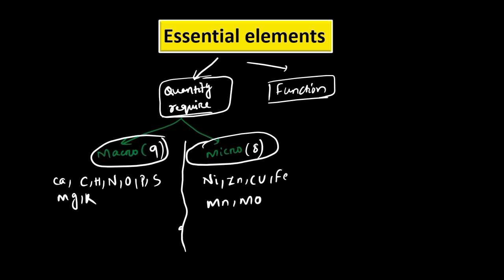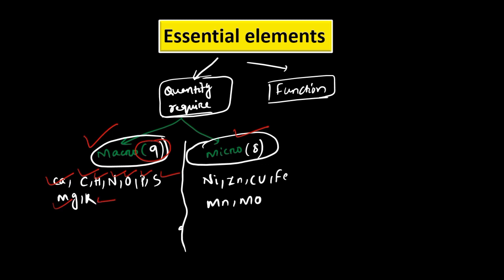Different types of essential elements are divided according to quantity required and their function. According to quantity required, they are divided into two types: one is known as macro and another is called micro. Macro elements are nine: calcium, carbon, hydrogen, nitrogen, oxygen, phosphorus, sulfur, magnesium and potassium.